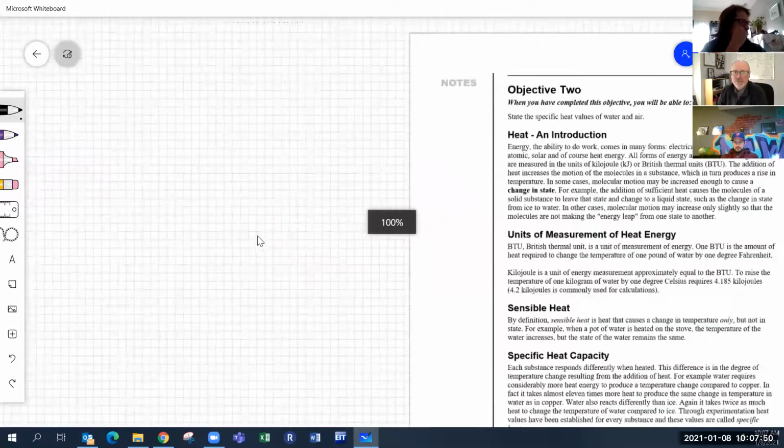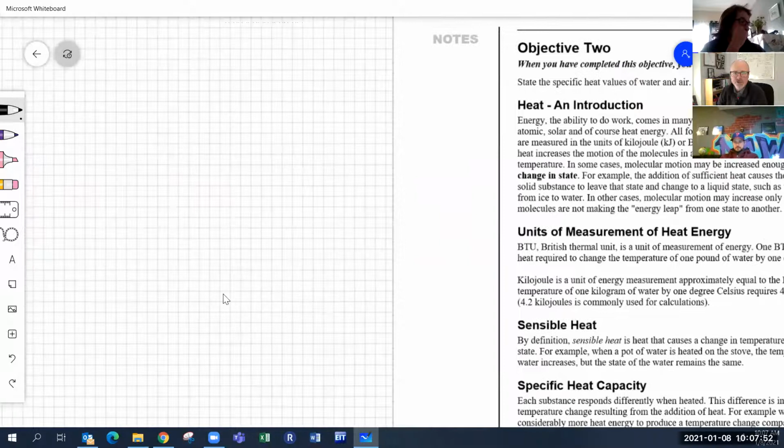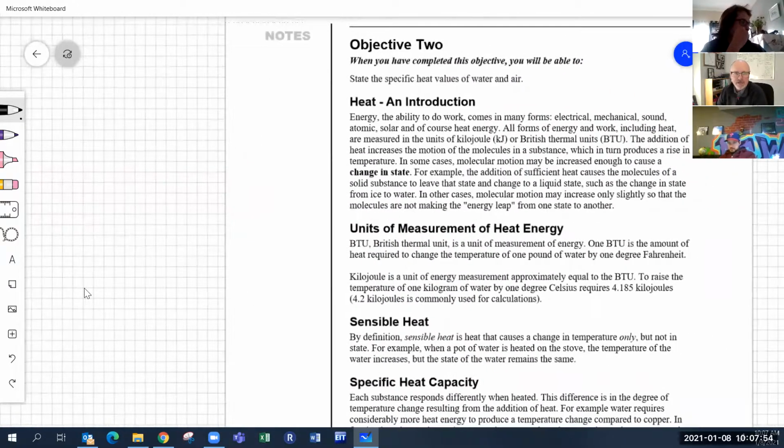So now it brings us to objective 2. And then they start talking about heat. And heat is what we need to know. Now, they talk about kilojoules and British thermal units in here.